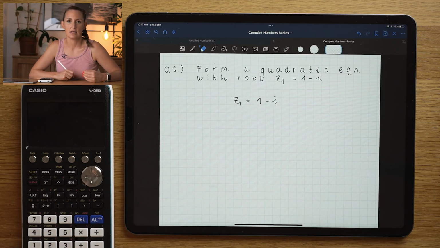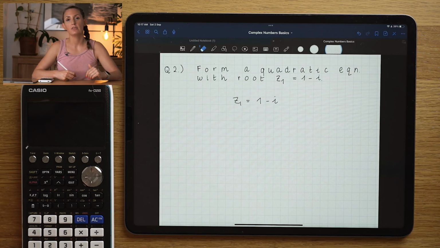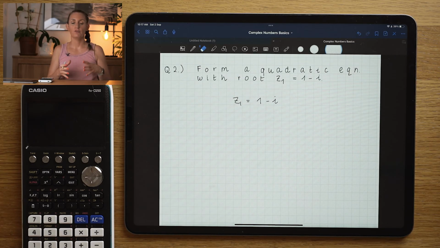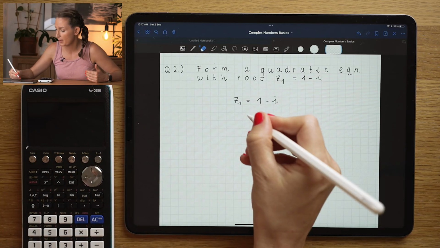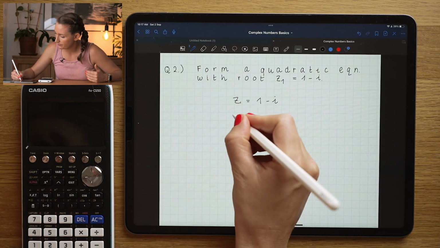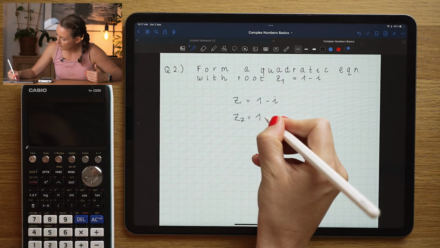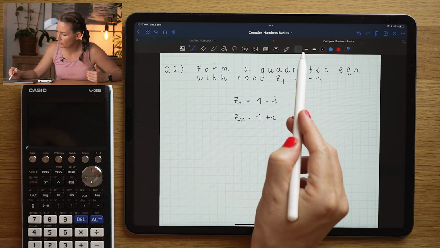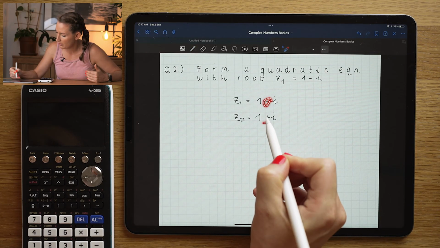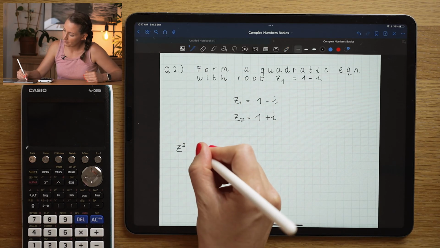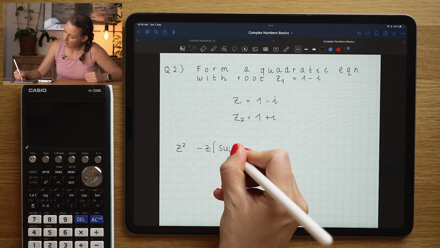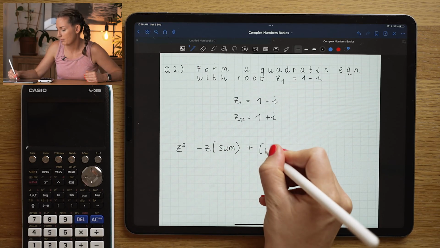In the second example, we've only been given one of the roots. However, if we think back to what we learned in the previous video, if we know one of the roots, we can find the second root because we know by default it must be its conjugate pair. So in this case here, the conjugate pair would be, I would need to change the sign on the imaginary part, leave the real part exactly the same. Then I can use the previous formula. That would be the sum of the roots plus the product.